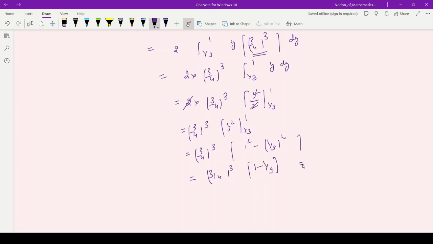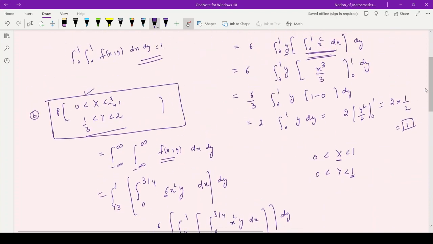Ultimately it is going to be 1 minus 1/9, so we can write it like (3/4)³ into 8/9. (3/4)³ into 8/9, so that will be our final answer. If you solve it, you are going to get 3/8, which you can verify later as well. Now this was the final answer of this particular term.